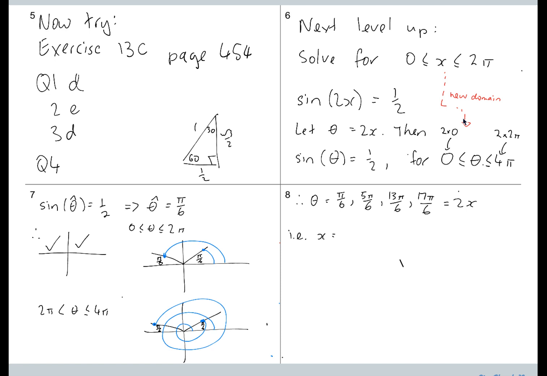And by dividing everything by 2, I'm just going to go from a fraction over 6 to a fraction over 12. So it'll be pi on 12, 5 pi on 12, 13 pi on 12, 17 pi on 12.